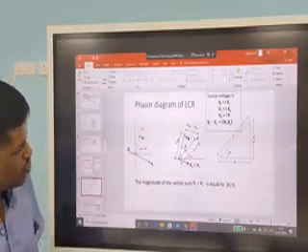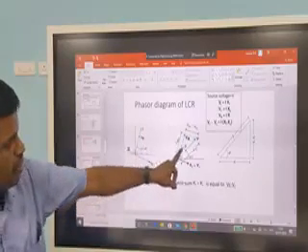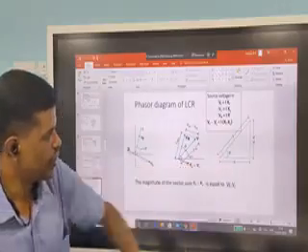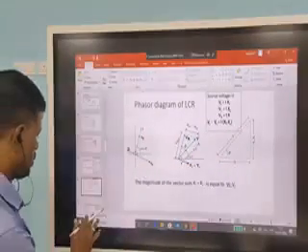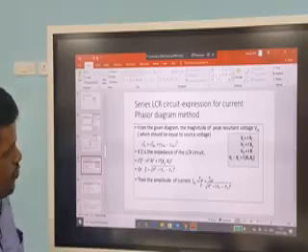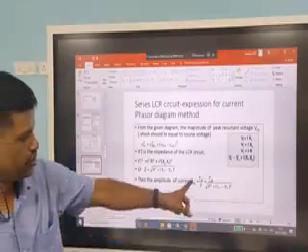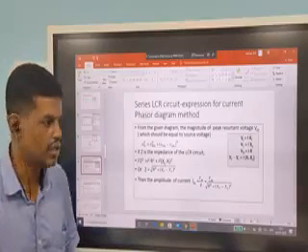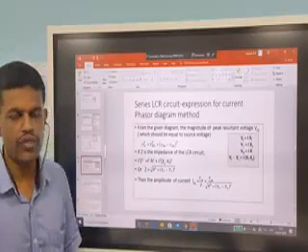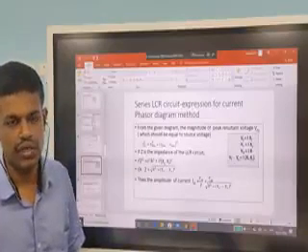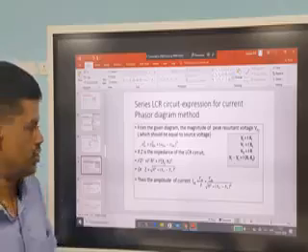So just go through the diagrams. The phases are clearly shown in the diagram. This is the impedance triangle. Expression for current I is equal to Im is equal to Vm by Z is equal to Vm by root of R square plus Xc minus XL whole square. If you want the RMS value, take Vrms by Z. You will get the RMS value of current.